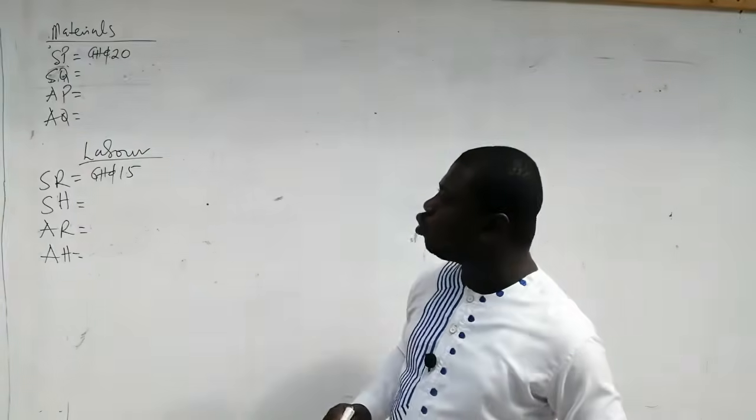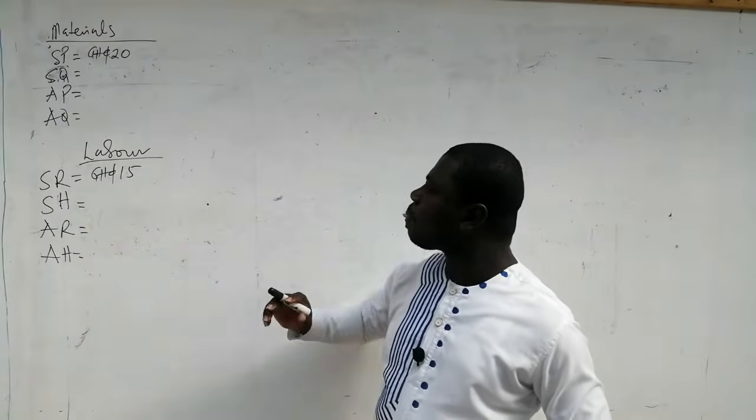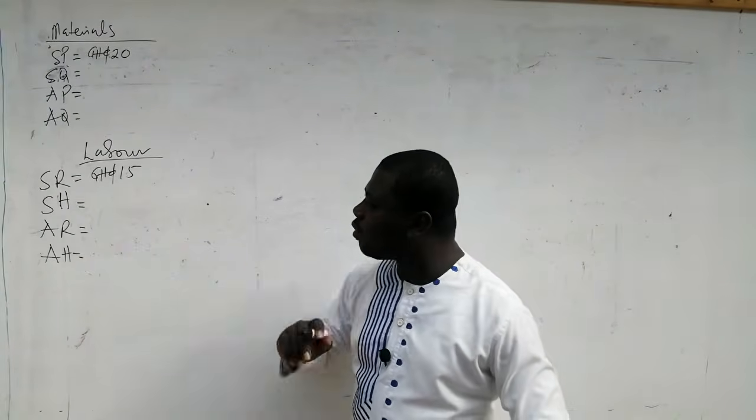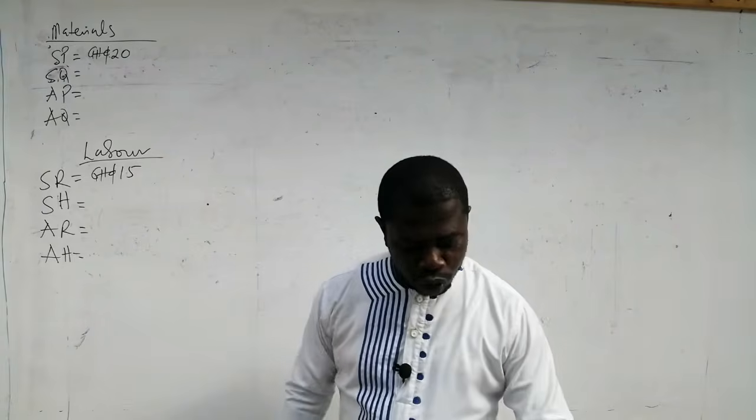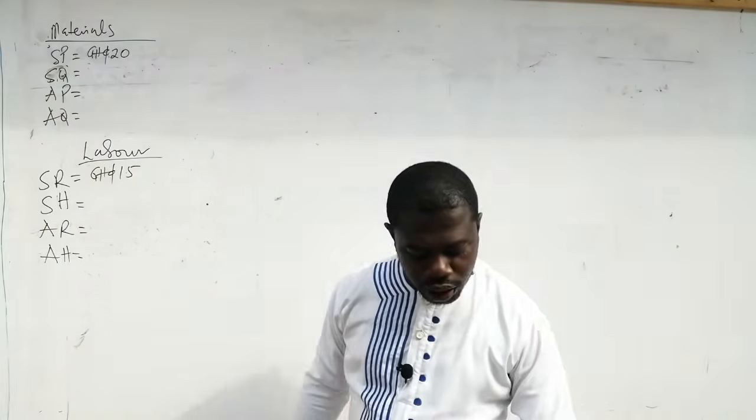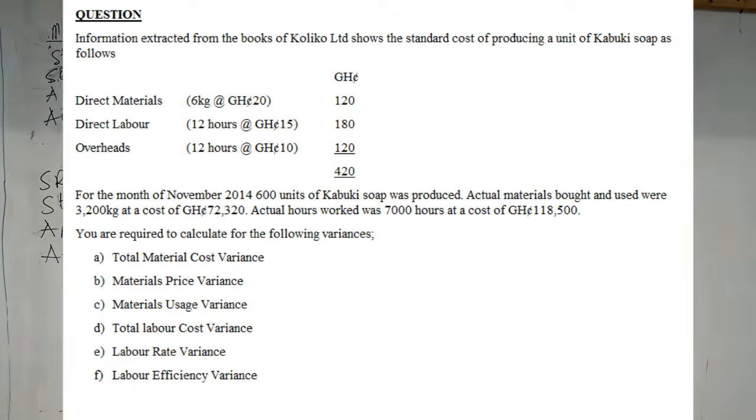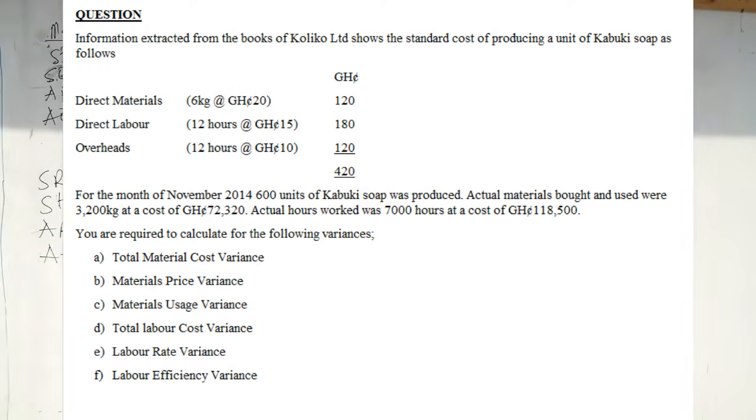So watch what I'm going to do. We've gotten our standard price at 20 cedis and our standard rate at 15 cedis. Now, look at the materials. We are told that for the standard product, we need 6 kilograms of materials. That is for a standard. But remember that these 6 kilograms of materials that we need is per unit. And I told you that we don't need per unit for the quantity. We need it in bulk.